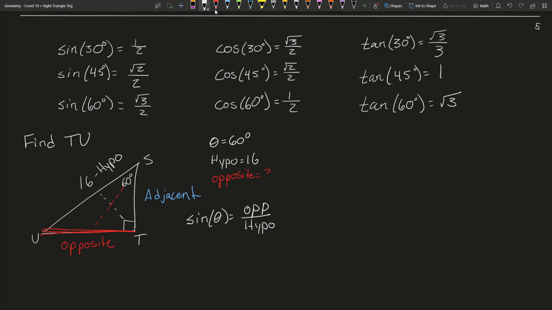And then we can just substitute in what we know. So theta is 60. The opposite side we still don't know, and the hypotenuse is 16. So again, I'll pause for a second. Are there any questions so far?